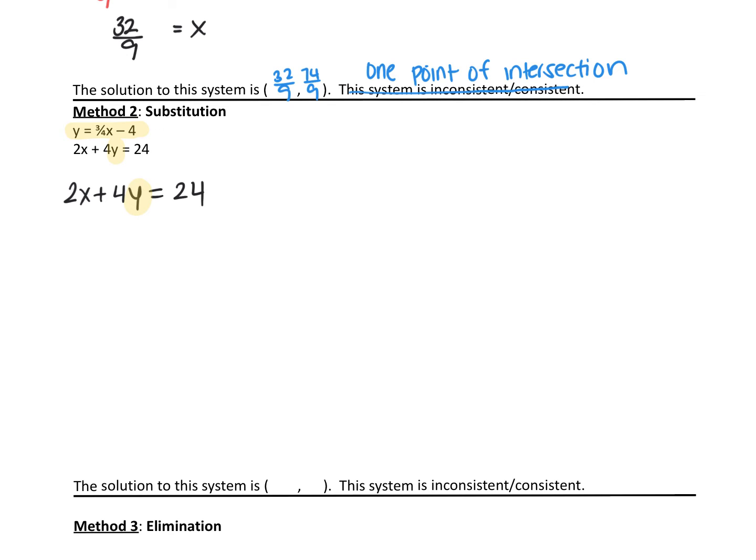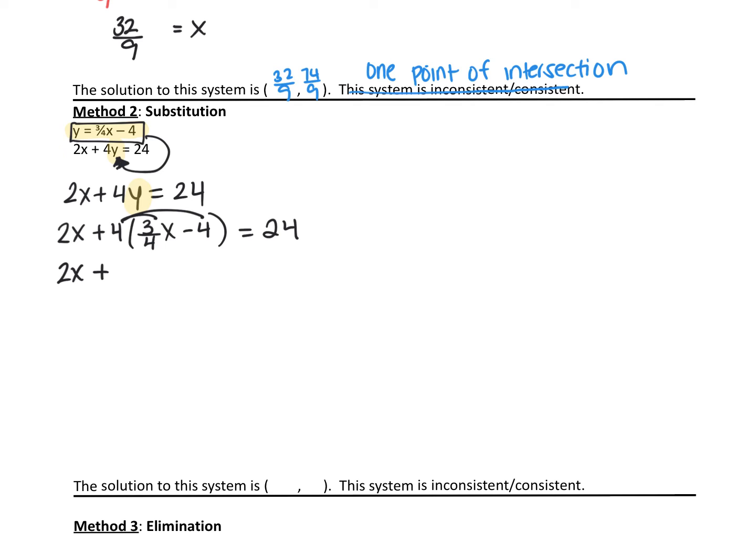So we've got 2x plus 4 times y, which is 3/4 x minus 4 equals 24. All I did was substitute this y into this spot using parentheses. And now we're going to simplify. So we have 2x plus, distribute, distribute. So in the calculator, 4 times 3/4.